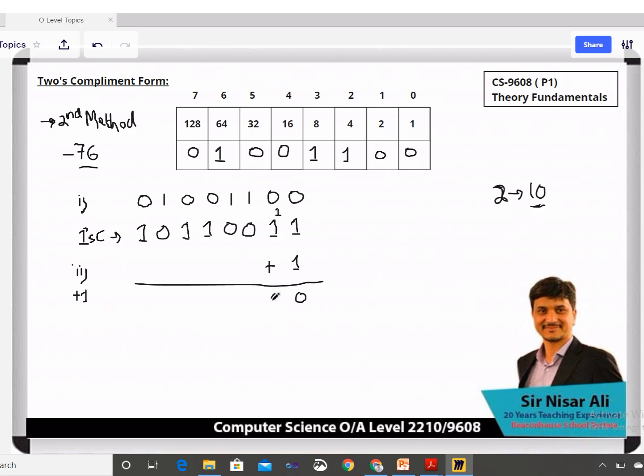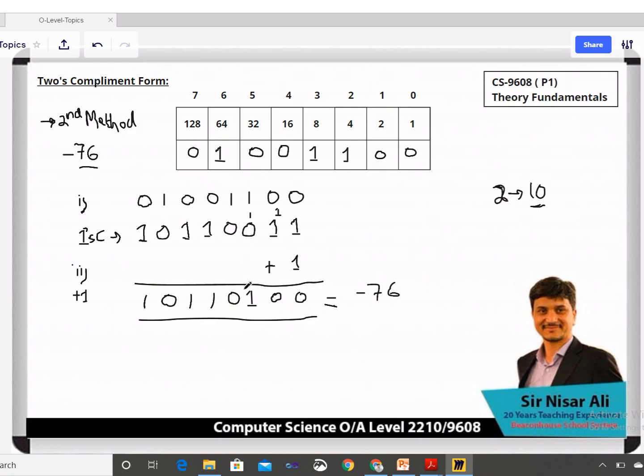1 plus 1 is again 1 0. So 0 here, 1 carry. And then all the other numbers stay the same, 1 0 1 1 0 1 0 0. So this is the representation of minus 76. This is minus 76.